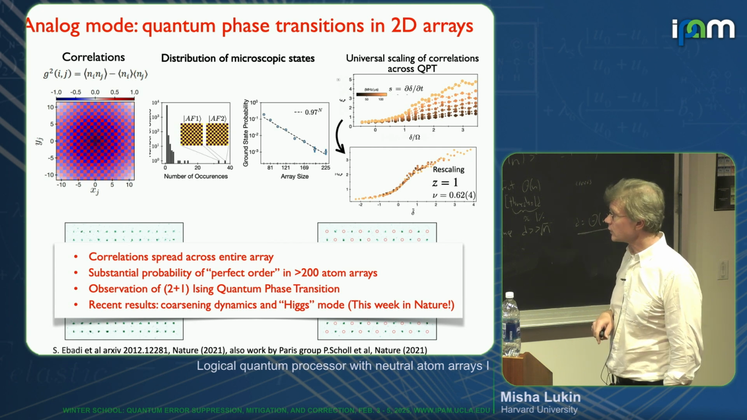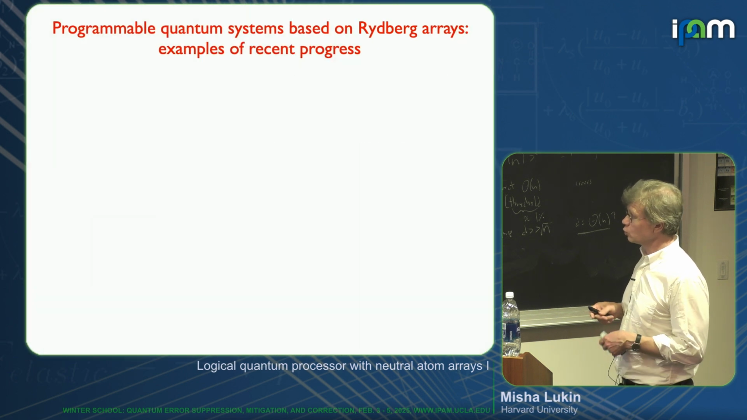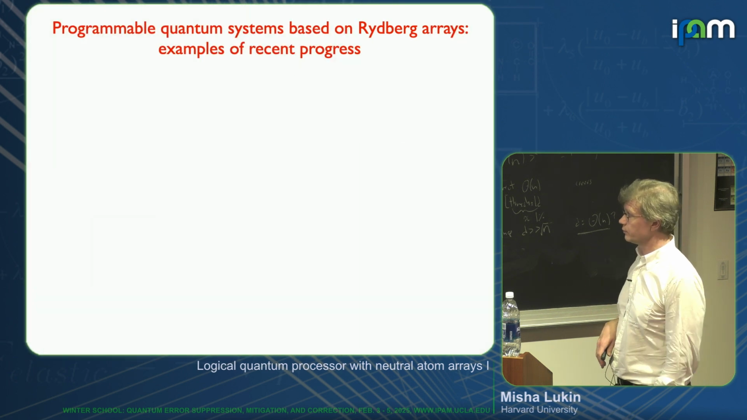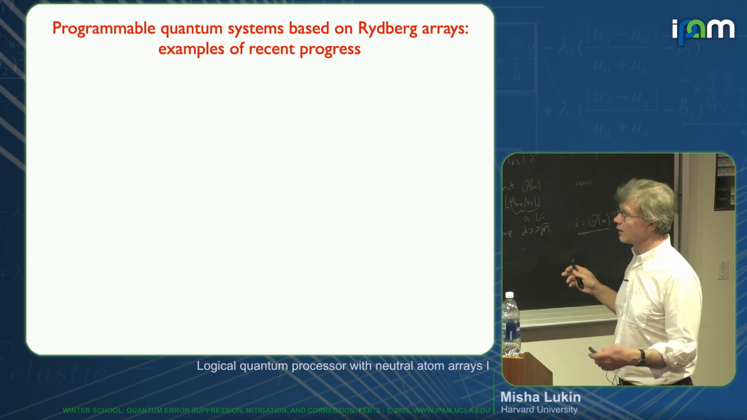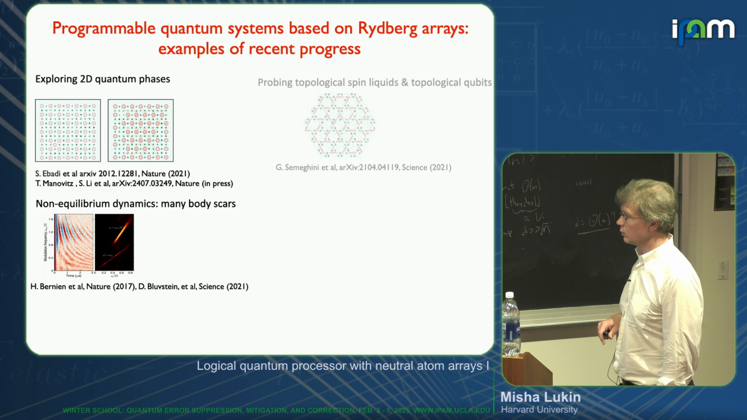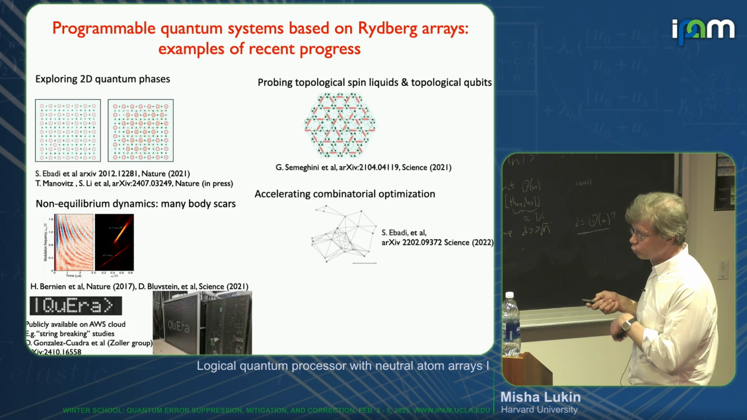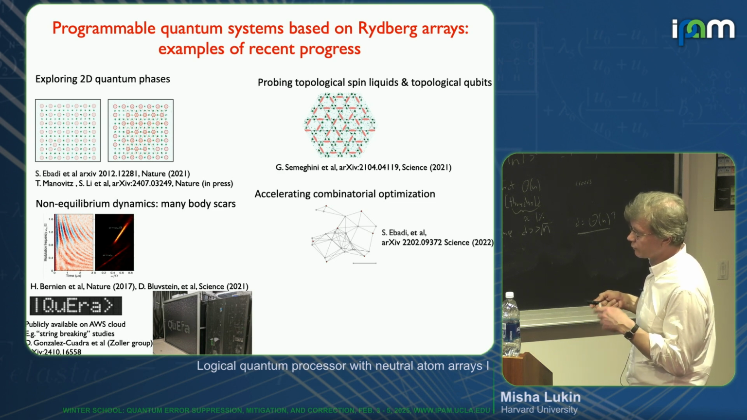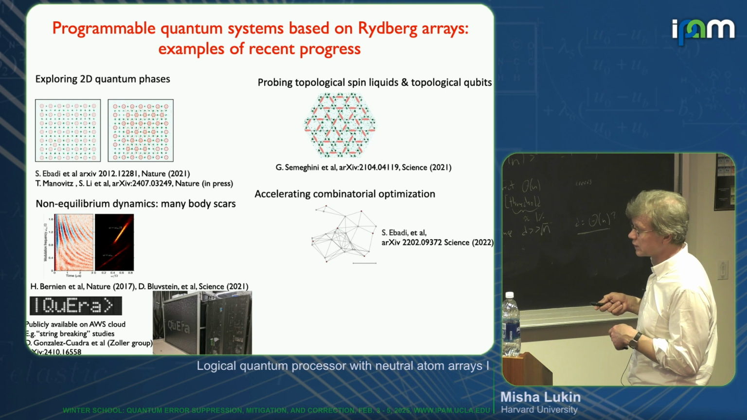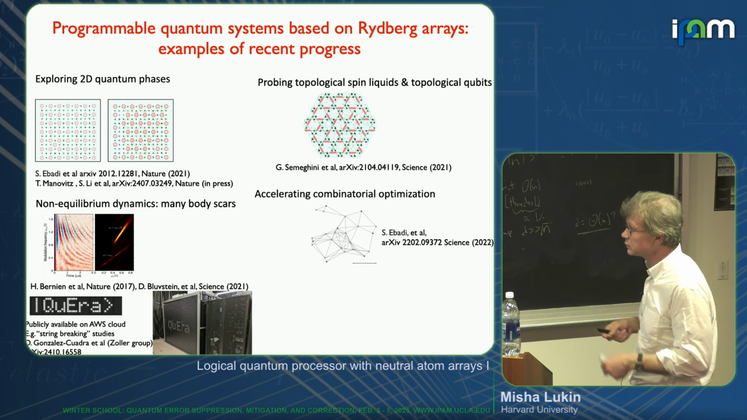So, with all of these tools, over the last 5 years or so, we have had a lot of fun. We have explored these different phases and their dynamics. We pushed the system away from equilibrium and discovered something which is by now called quantum many-body scars. It is a non-equilibrium effect which was not known previous to these experiments.